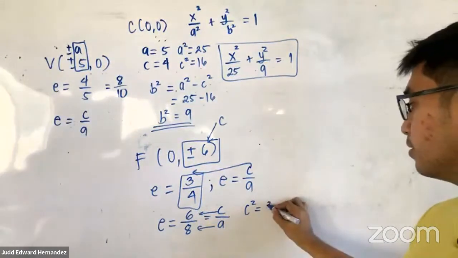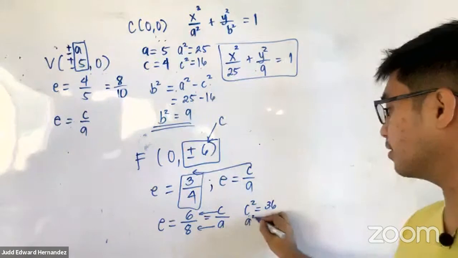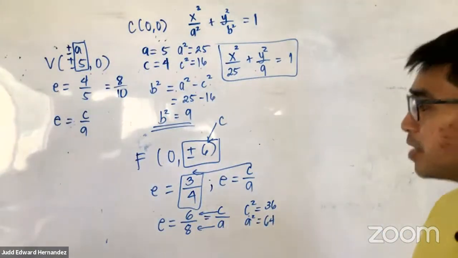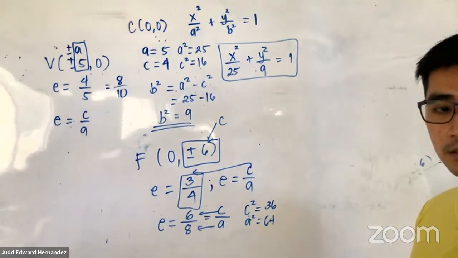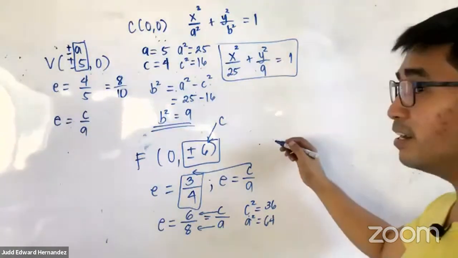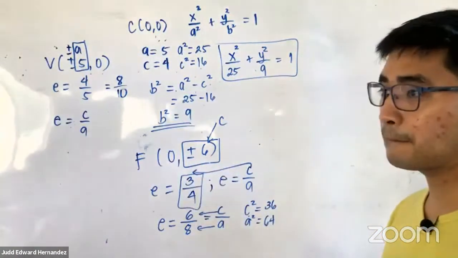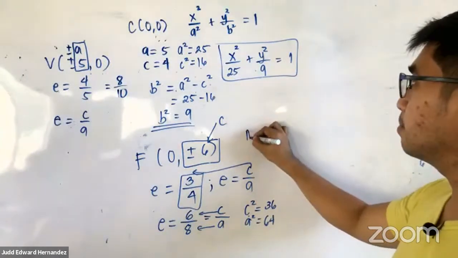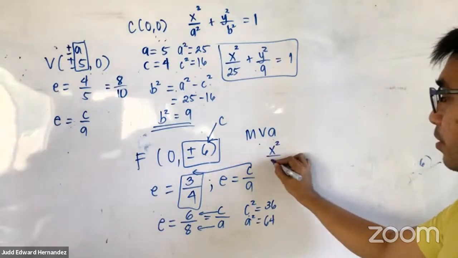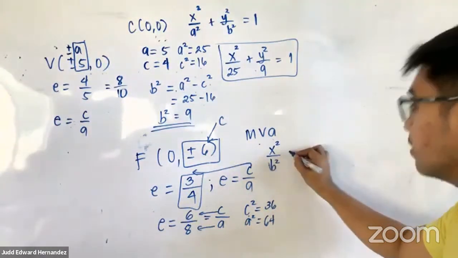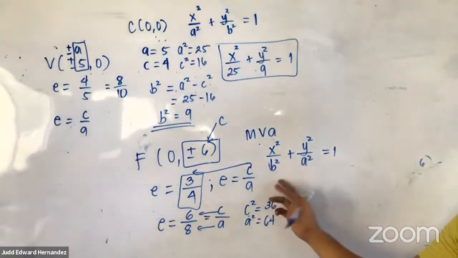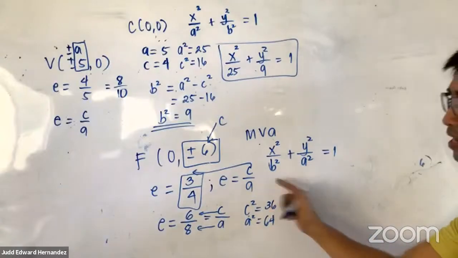36. What is our A squared? Our A squared is 64. And what is the major axis? What did we change for foci? Y. Therefore, this is a vertical major axis, and the equation that we will be using is x squared over b squared plus y squared over a squared is equal to 1. You can reverse them if you want the major axis to come first.